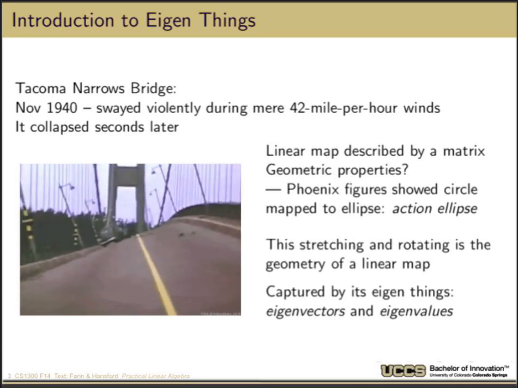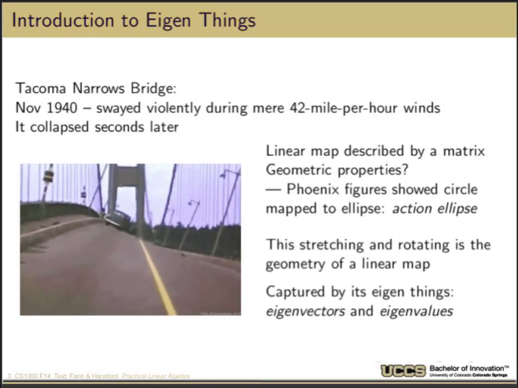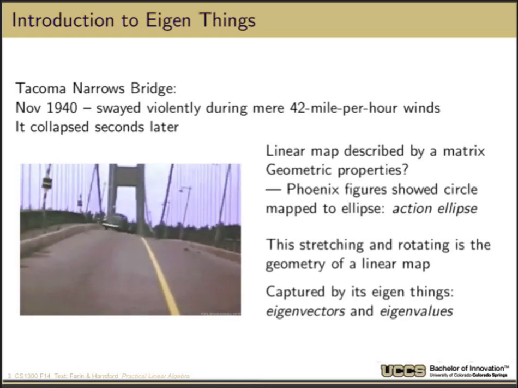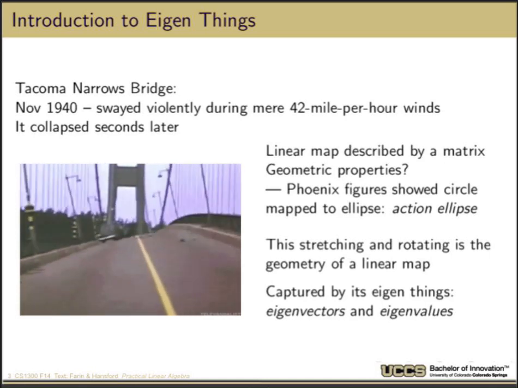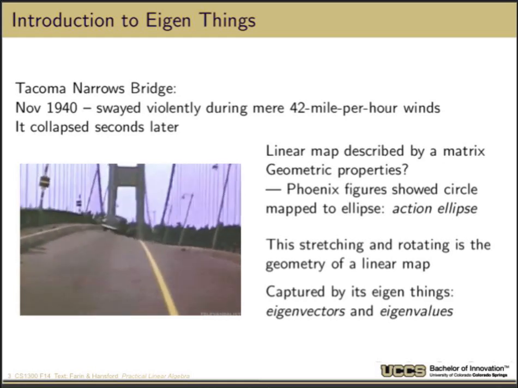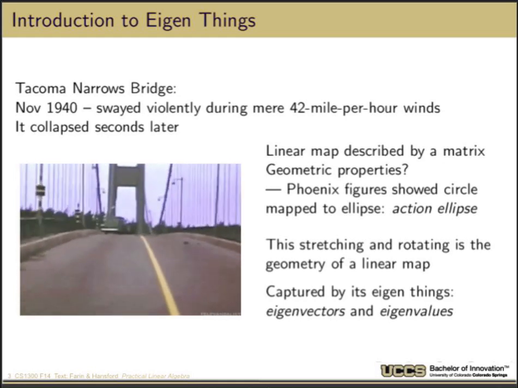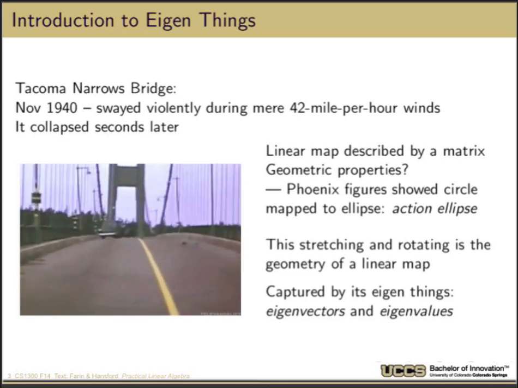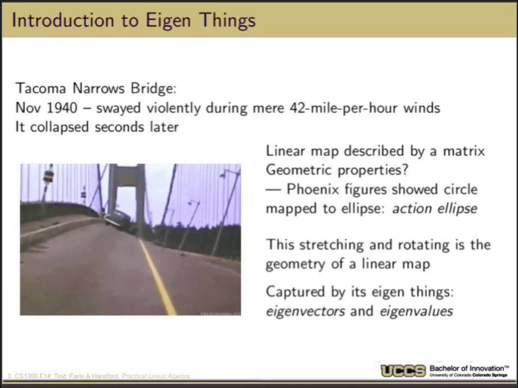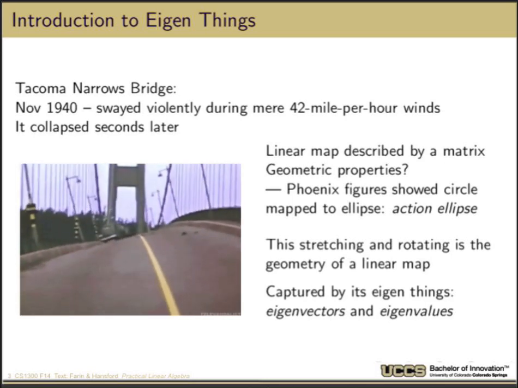So a linear map is described by a matrix. It has some properties. When we've looked at things before, we've looked at how the phoenix gets mapped. We talked about this idea of the action ellipse and how things happen. And the stretching and rotating that goes on of a linear map is part of its important properties. And for linear maps, this can be captured by its eigen things, its eigenvalues, and its eigenvectors. We'll see how to capture all that in this lecture.